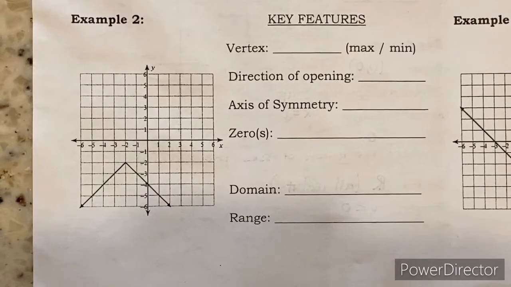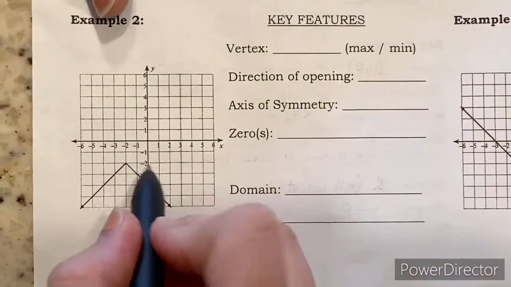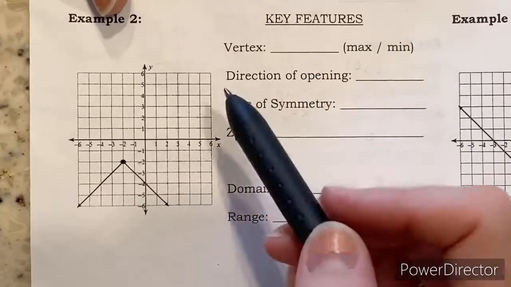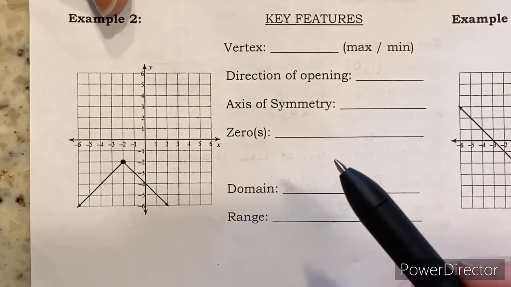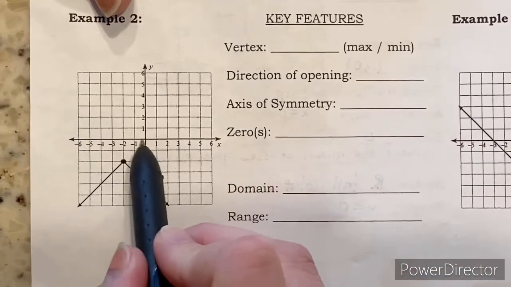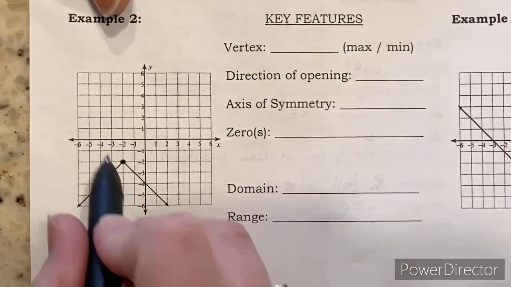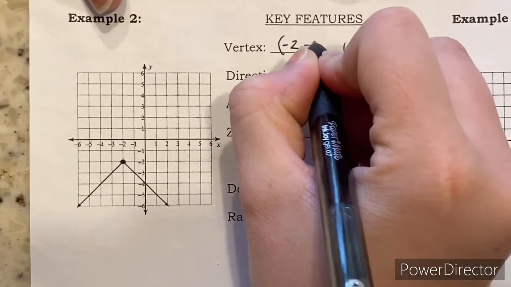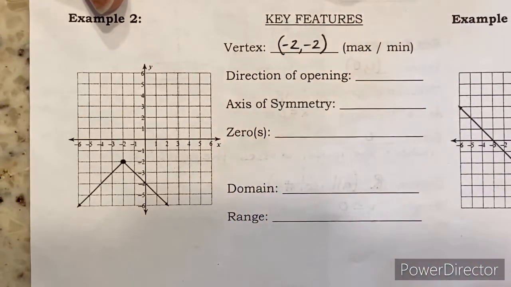So vertex, that is the middle point of the graph, the middle of the V. Here it is. I'm going to just put a little point so I can easily see it. And then I just need to list out the vertex, and remember it's an ordered pair. So that ordered pair is sitting at -2, -2.